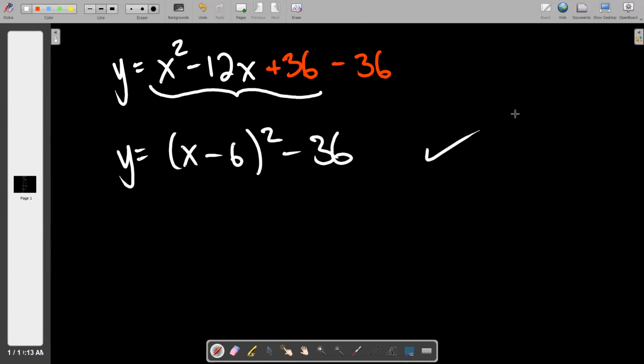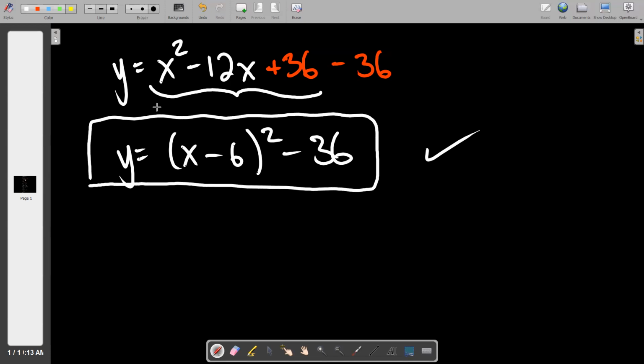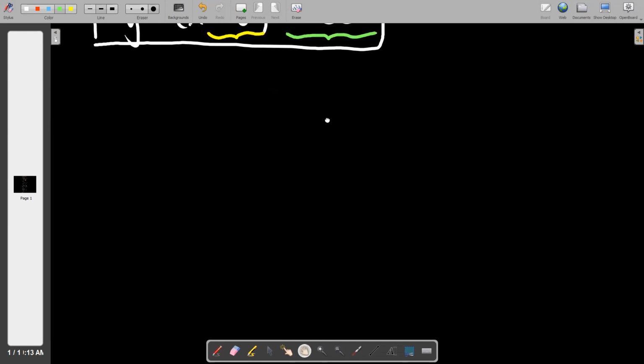Six and negative 36. Once you get it into vertex form, the coordinates of your vertex will always be the opposite of what I have in yellow and the identical of what I have in green. Opposite yellow, normal green. What do you guys think? Not bad? Gavin's ready to rock and roll. Let's do one more.